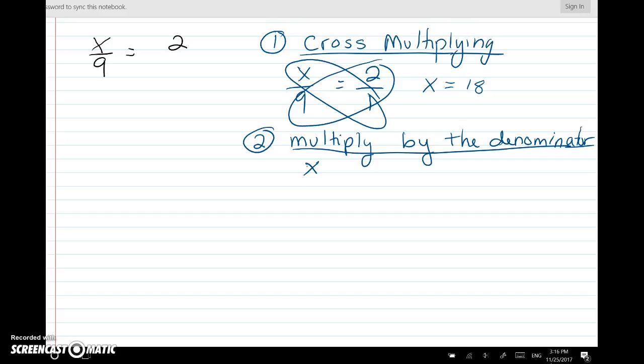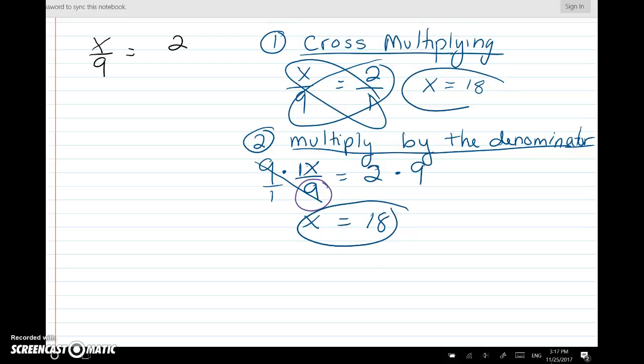So when I multiply by the denominator, what's my denominator here? My denominator is 9. So I'm going to multiply both sides by 9. Now, 9 times 1 over 9, because remember there's a 1 here. The 9's simplify down to 1. Because remember, we can also do this over 1, and they're reciprocals of each other. X equals 2 times 9 is 18. Same answer, no matter which way we do it. And there's always going to be the same answer, no matter which way you do it.